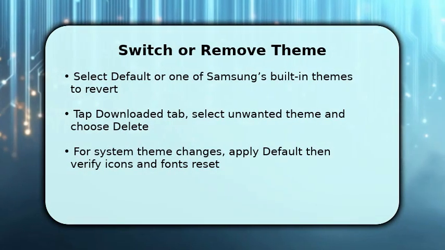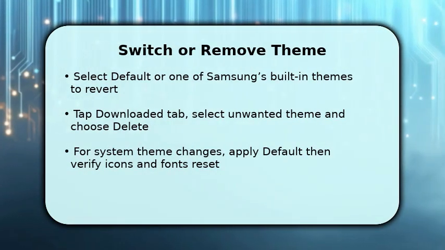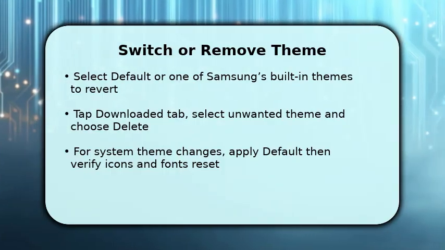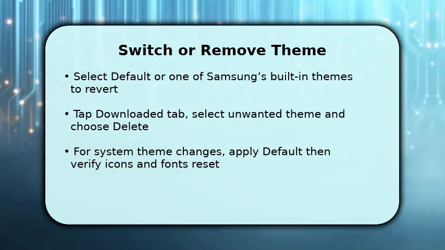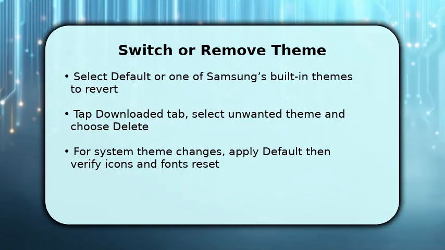You'll now choose a replacement or delete the active theme. Select Default or a built-in Samsung theme and tap Apply. This restores stock icons, fonts, and colors.